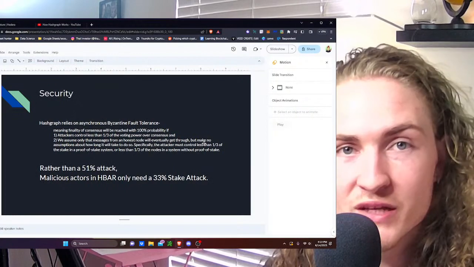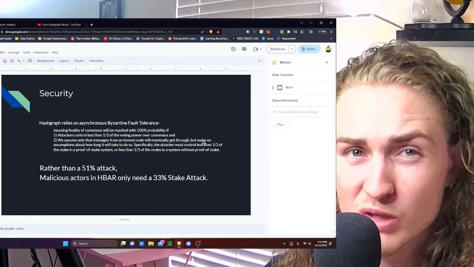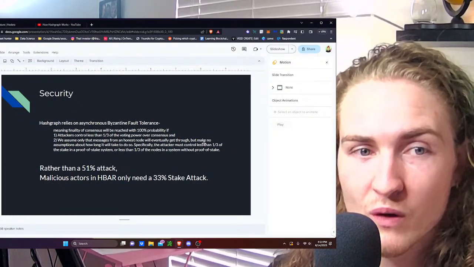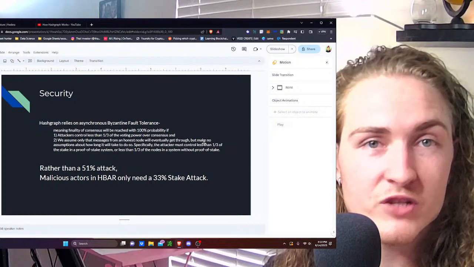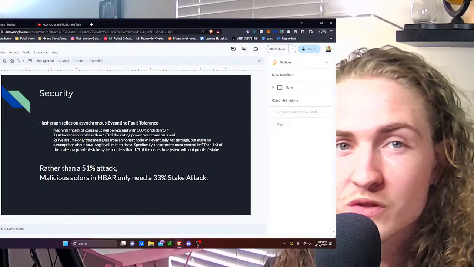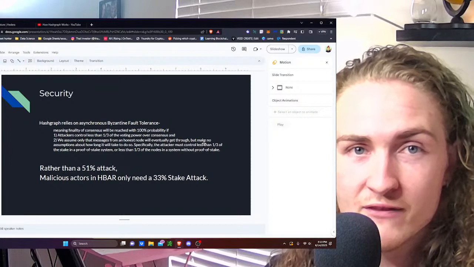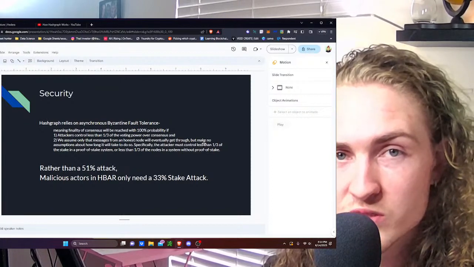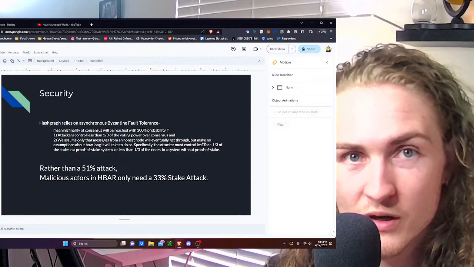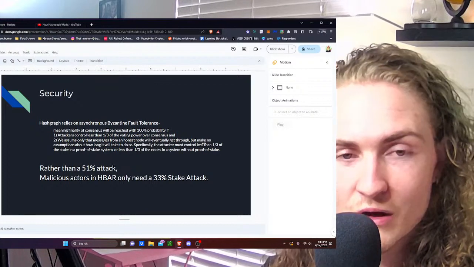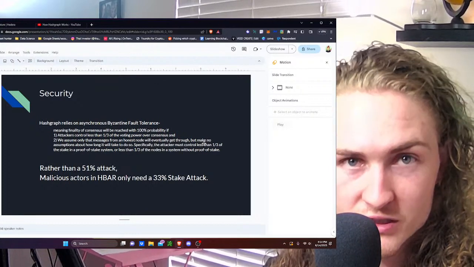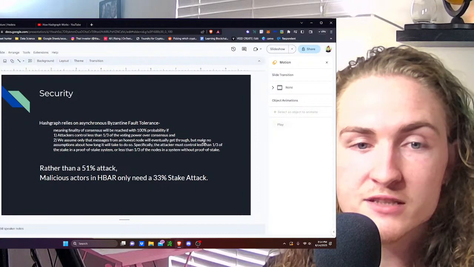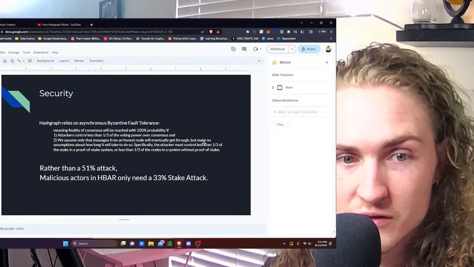Security. Now, this gets pretty in-depth really, really quickly. You don't have to know how all of this works. Just like the vast majority of people who use their email or use the internet have no idea how it works, you can use something and not fully understand how it works. But you are opening the door to a little bit of risk if you aren't understanding it. Hashgraph relies on an asynchronous Byzantine fault tolerance.